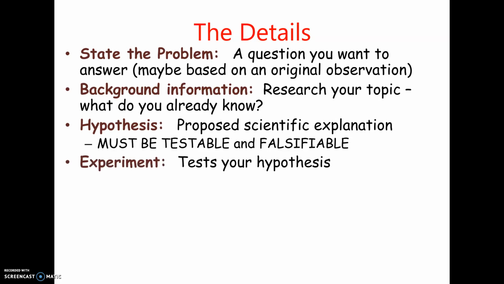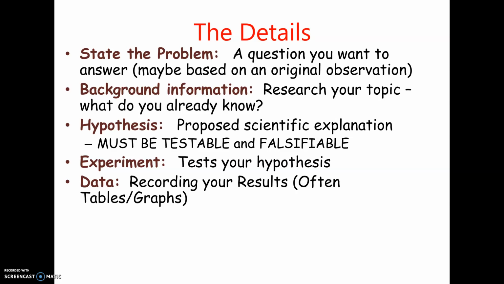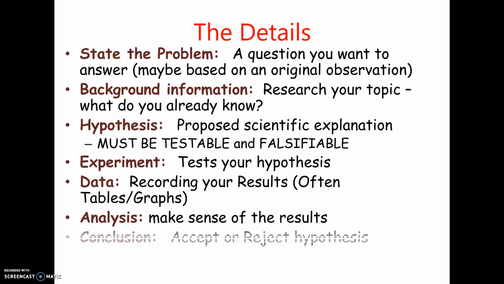Our experiment, of course, is the test of our hypothesis. Our data, again, will be tables and graphs. We'll analyze that, and then we'll draw a conclusion. Typically in our conclusion, we're going to circle back and accept or reject our hypothesis. If our hypothesis is incorrect, we may want to revise it, or we may want to revise our experiment. Maybe we're inconclusive because we didn't design a very good experiment.